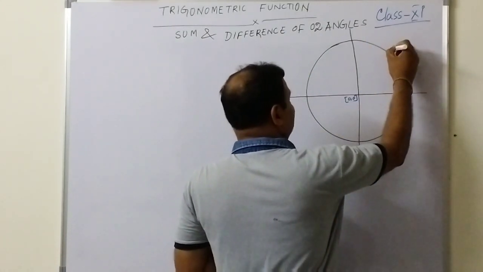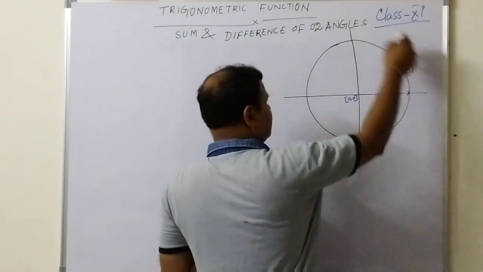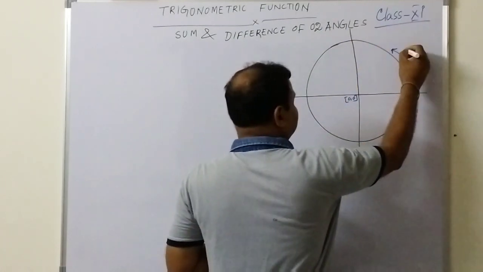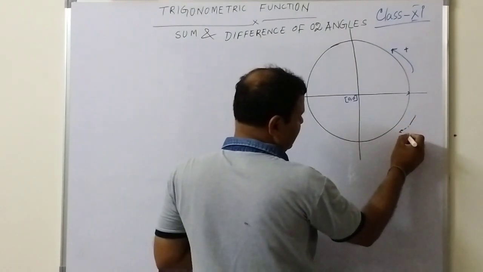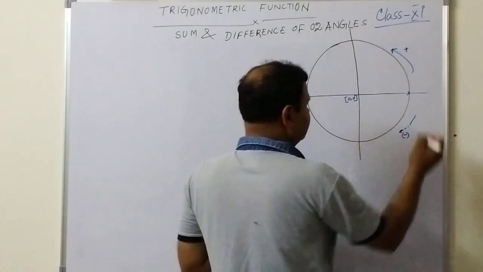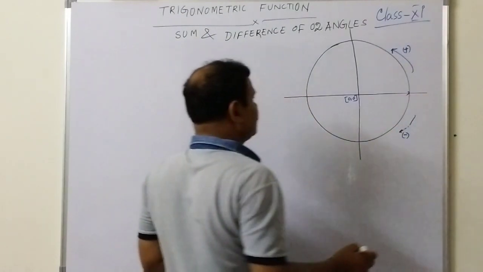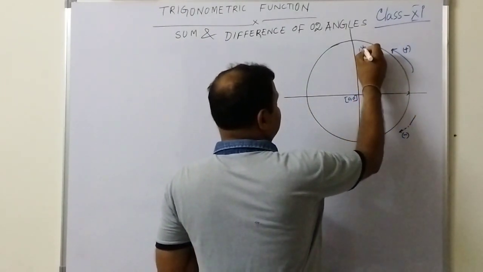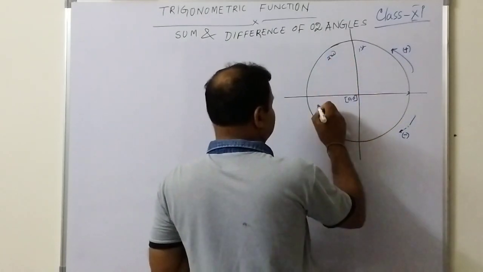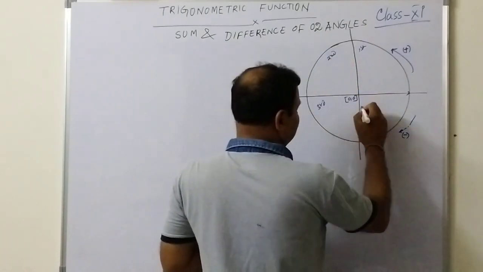And I think you know the convention: if it is rotated anti-clockwise, in the positive direction, and if it is rotated in this direction, it will be the negative direction, right? As per convention, correct? And this is the first quadrant, this is the second quadrant, this is the third quadrant, and this is the fourth quadrant.